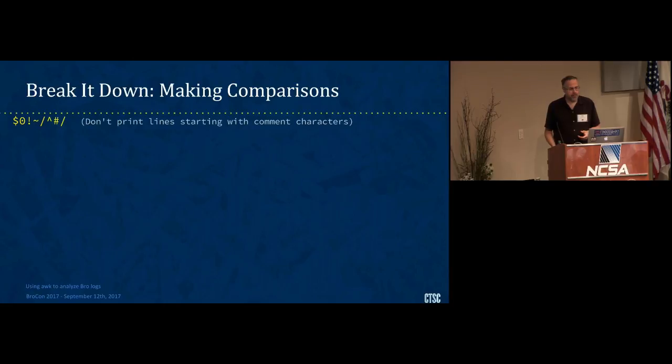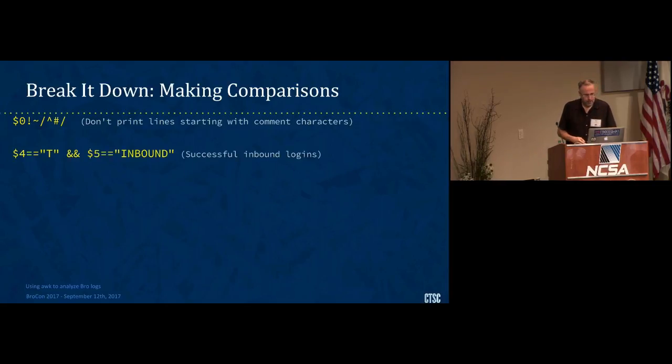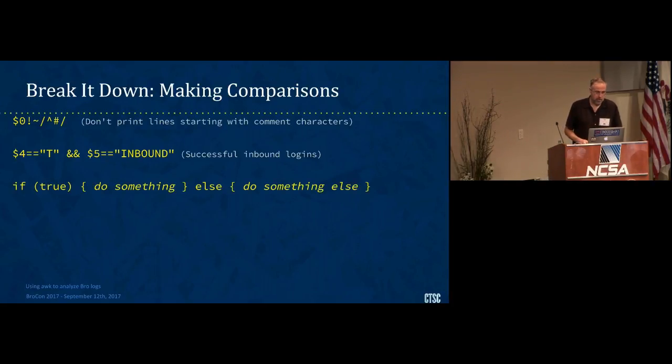So then to make comparisons, when we're working with the logs, we want to skip the lines that are comments, like the log header. The dollar-not-tilde-equals-hash pattern at the beginning of the line is what does that. You'll see that in the final result. And then we say the fourth column, which is the success or not of the SSH connection, and the fifth column, which is whether it's inbound or outbound. We do these comparisons to filter out our results.